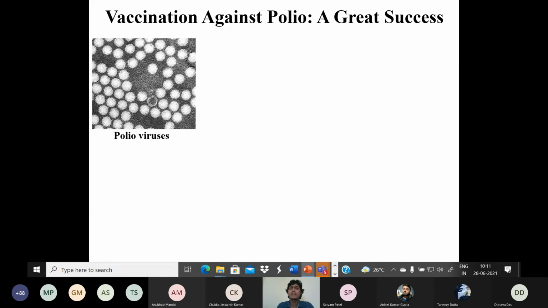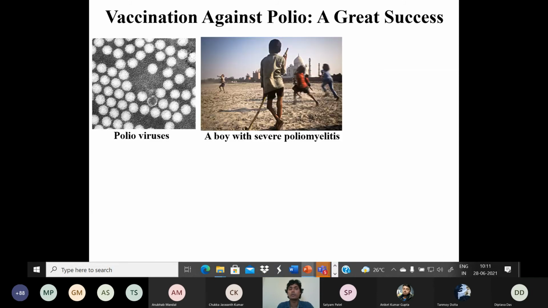So now let's look at one small slide about the success of the polio vaccine. All of you know that polio is not a very severe disease, I would say. In some cases, it causes problems. You can see here that this kid has severe poliomyelitis symptoms. It also attacks our nervous system. The legs cannot work properly. But in most cases, it is not very severe.